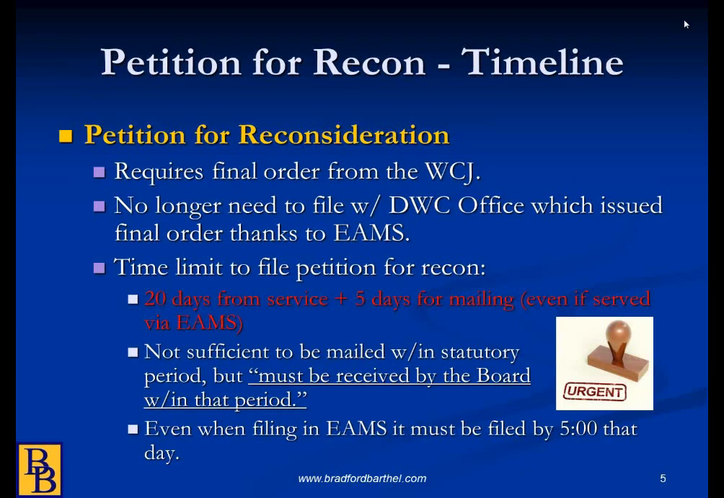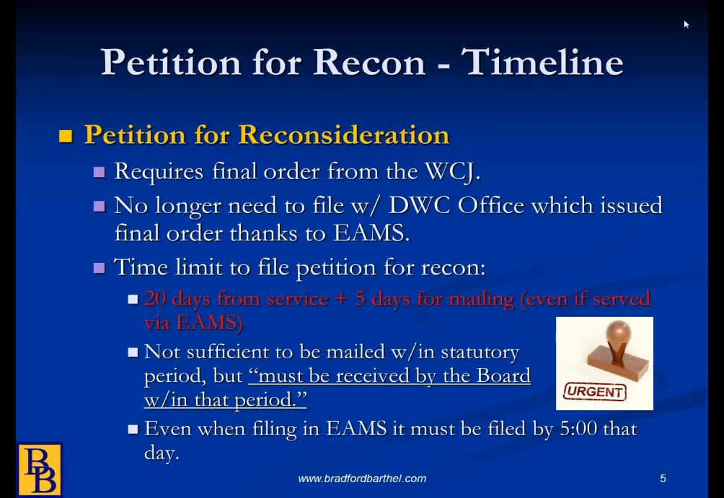Again, it requires a final order from the judge, and prior to the advent of EAMS, a party would have to file their petition for reconsideration at the board that decided the case. However, thanks to EAMS, we can now file anywhere at any board or with the Recon unit directly. And as I mentioned just a second ago, the most important thing is the time frame, because if you blow the timing, then you are completely out of luck.